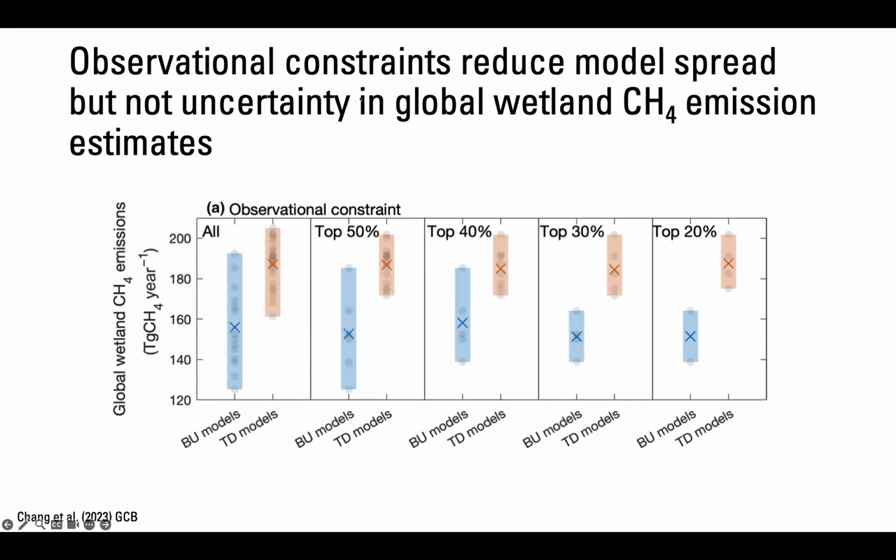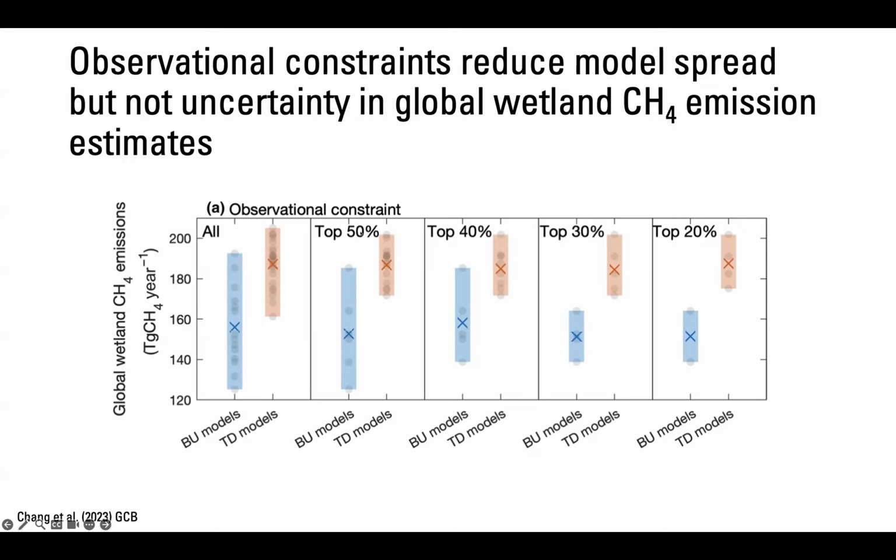So some other lessons learned. We've leveraged the observational data set and compared it with models, through the ILAMB, the International Land Model Benchmarking system here. And what we can see, so these are the observational constraints comparing top-down and bottom-up models across a range of different models. This is if we use all the models here.